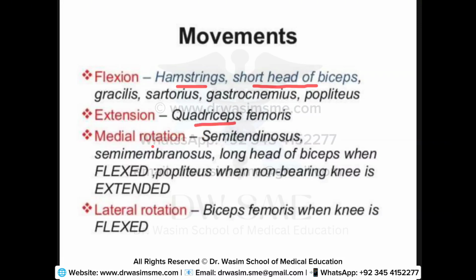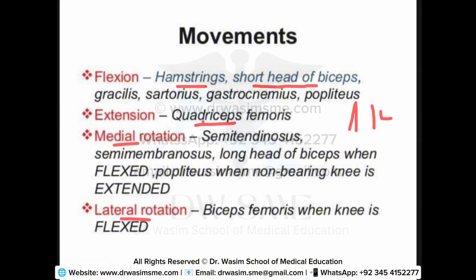Now, medial rotation and lateral rotation. If you could identify this from the diagram, which I've explained in the muscle section, semimembranosus and semitendinosus are present on the medial side, and biceps femoris is present on the lateral side. So if you know their location, it will be very easy to add the type of rotation. The one which is present on the medial side is responsible for medial rotation. The muscle which is present on the lateral side is going to be responsible for the lateral rotation. So it's quite easy to remember.